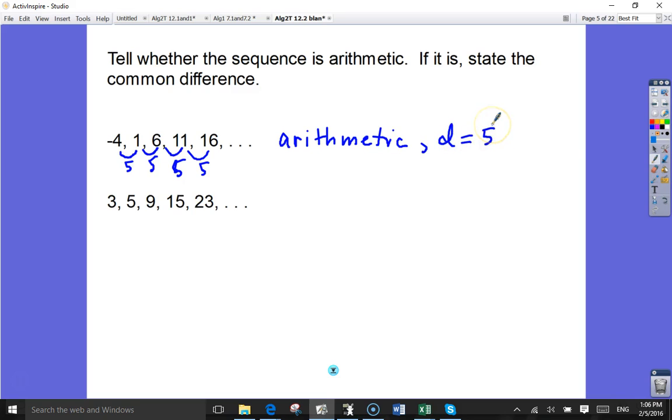How about the second one? Second term minus the first term, 2. Third term minus the second term, 4. Not a common difference. So it's not arithmetic.